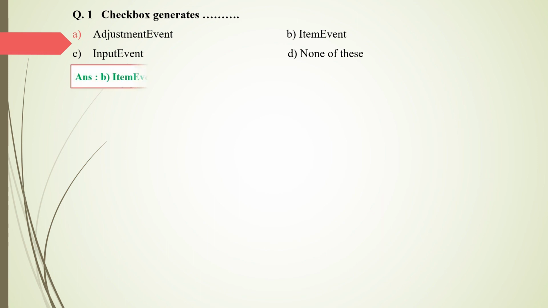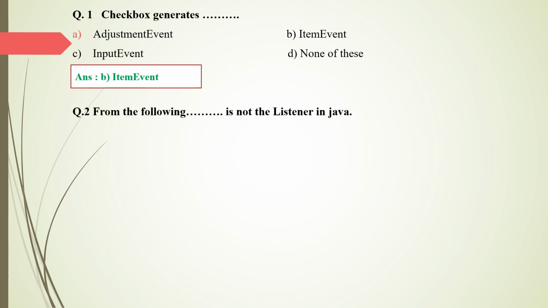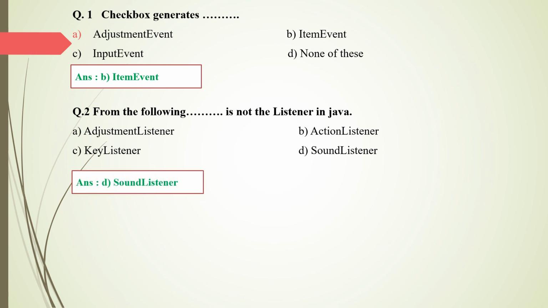Then next we have some MCQ questions. Checkbox generates: first option is adjustment event, second option is item event, third option is input event, fourth option is none of these. So the answer to this question is item event. Checkbox generates the item event. Next question: from the following, which is not a listener in Java? First is adjustment listener, second is action listener, third is key listener, and fourth is sound listener. As we see in the list of listeners, sound listener is not a listener in Java. So the answer to the question is D, sound listener.